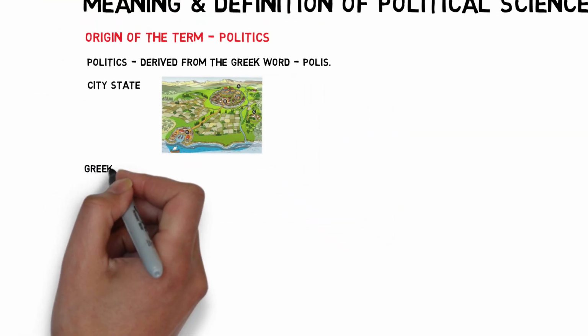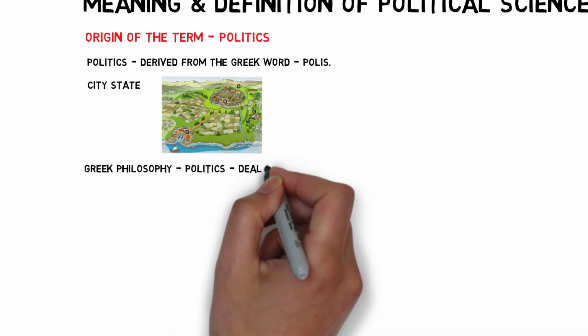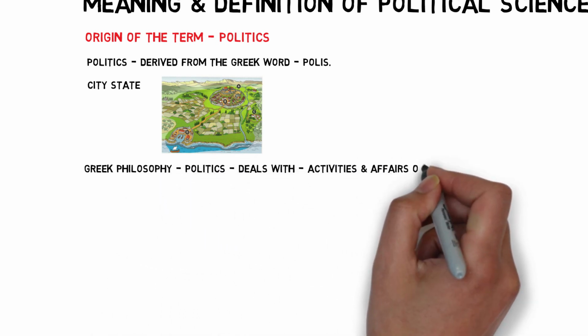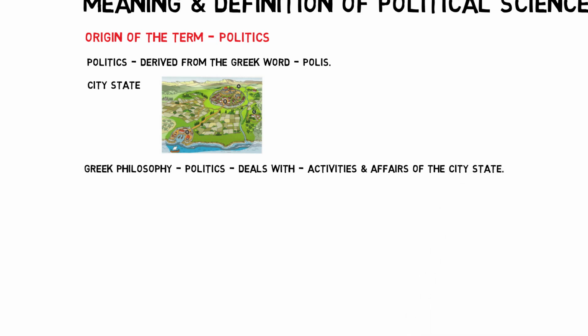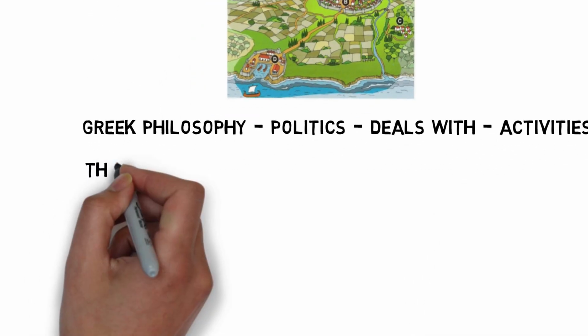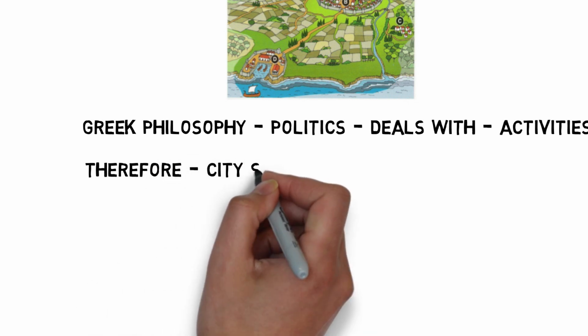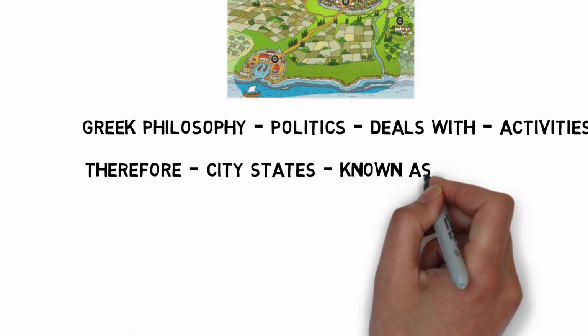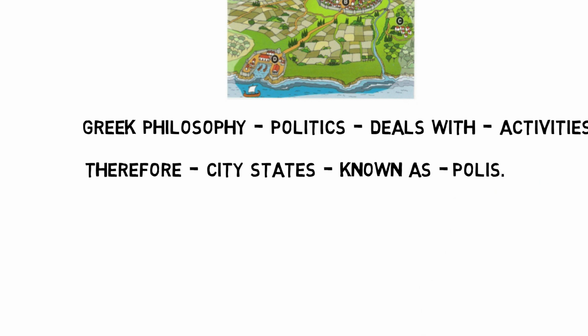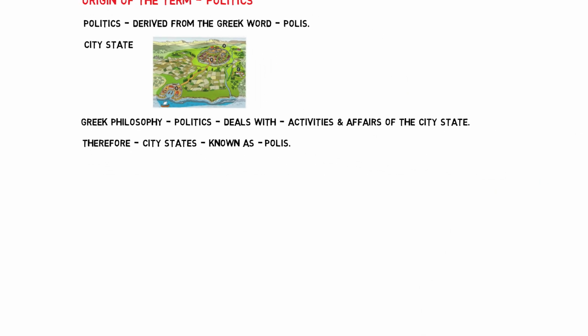According to Greek philosophers, politics was a subject which dealt with all the activities and affairs of the city-state, and therefore city-states were known as polis. So basically, all the activities related to society and the state, such as affairs which may be political, economic, as well as social in nature, were directly linked to the activities of the state, and therefore these city-states were known as polis.